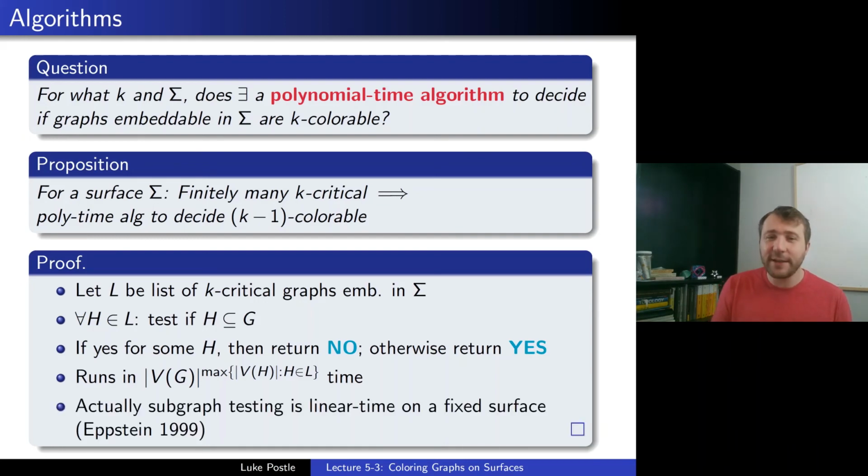But actually, subgraph testing is linear time on a fixed surface. This is a nice result of Eppstein from '99, showing that you could actually do this in linear time for each H, so you just have some constant out front that would depend on the list and the surface, but would actually be linear for any surface. So that's very nice. So we've seen now the connection: answers to question 1 imply answers to question 3, so finitely many reasons implying decision algorithms.